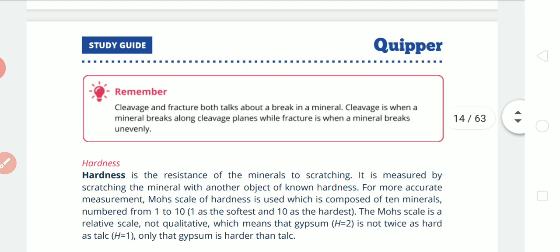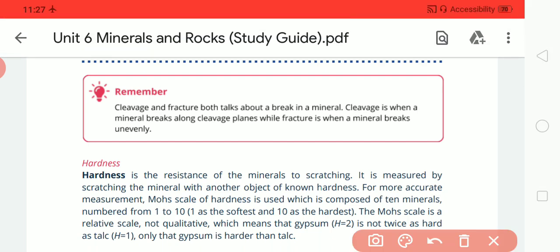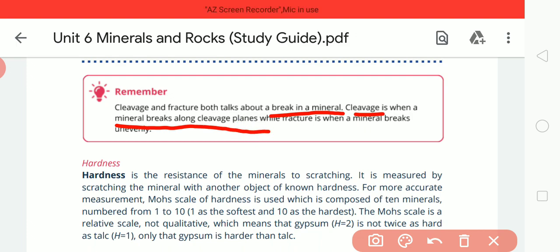Alright. So, now always remember that cleavage and fracture talks about break in mineral. So, cleavage is when a mineral breaks along cleavage points. So, these cleavage points have weakest atomic bonding. However, fracture is when mineral breaks unevenly. So dili niya gina-consider kung weakest or kung naaba siya sa cleavage plane or weakest atomic bonding ba to sa isa ka minerals. Basta yaha, fracture jud siya kanang word.